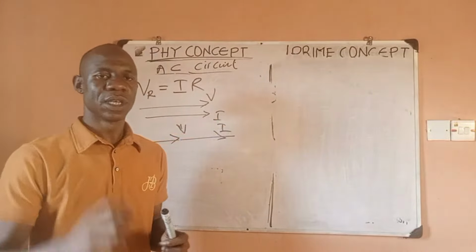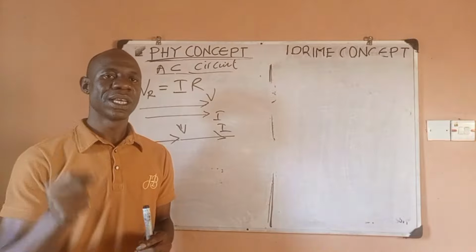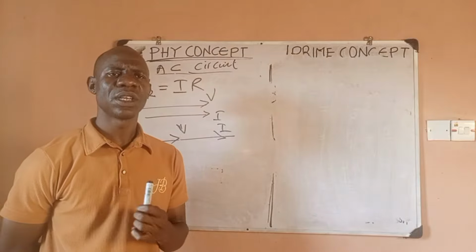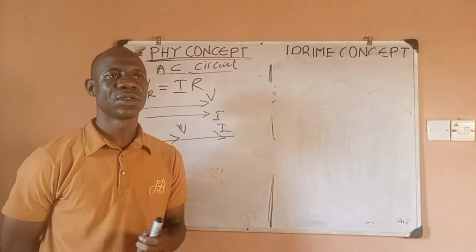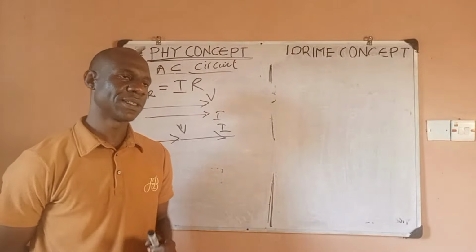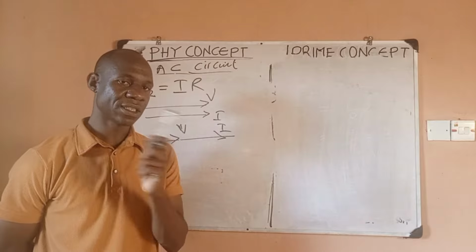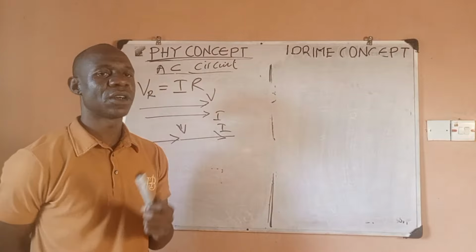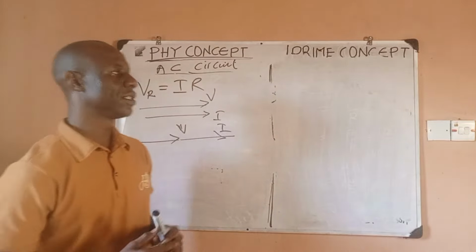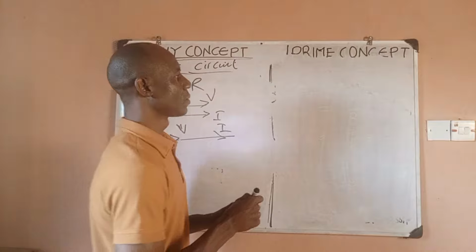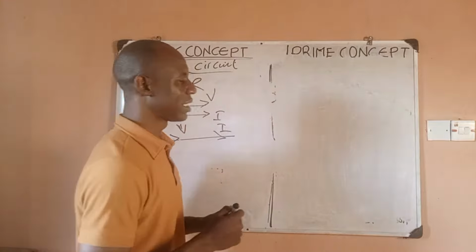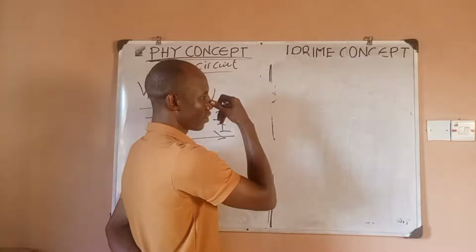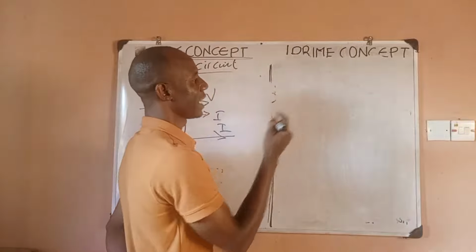inductive circuit. A purely inductive circuit contains only an inductor. Now, for a purely inductive circuit, voltage leads current. Voltage leads current, or you can say current lags voltage. Voltage leads current by a phase angle of 90 degrees or pi over 2. So that is for a purely inductive circuit. So for a purely inductive circuit, voltage leads current by a phase angle of 90 degrees.